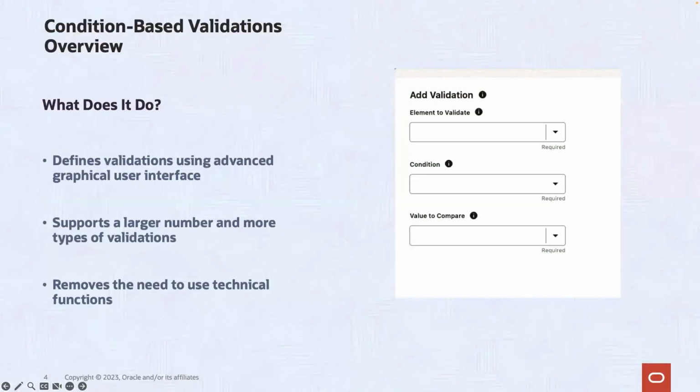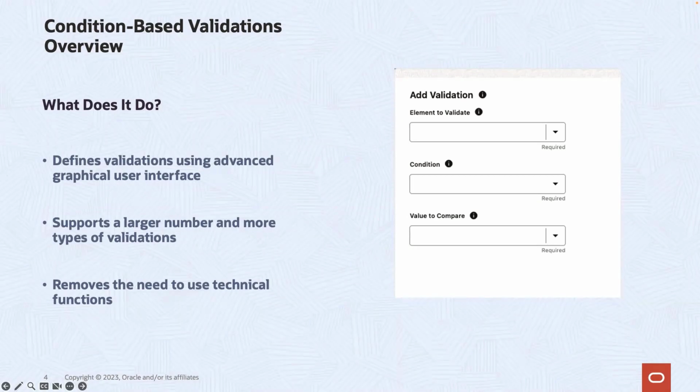In the past releases, validations in UTA had to be defined using functions available in libraries. While they provided the necessary functionality, the usage of these functions required basic technical understanding of the functions available and their working. With the advent of condition-based validations in this release, you can use the advanced graphical user interface to define the validations without using any functions.